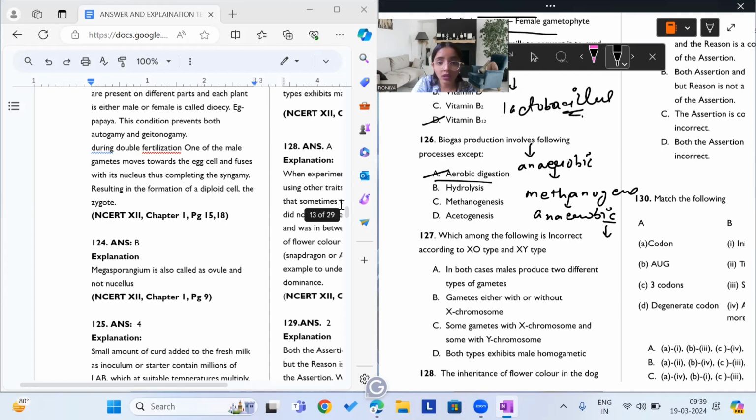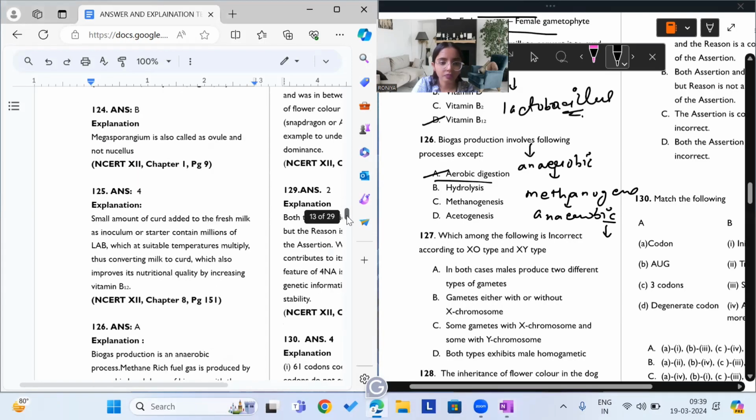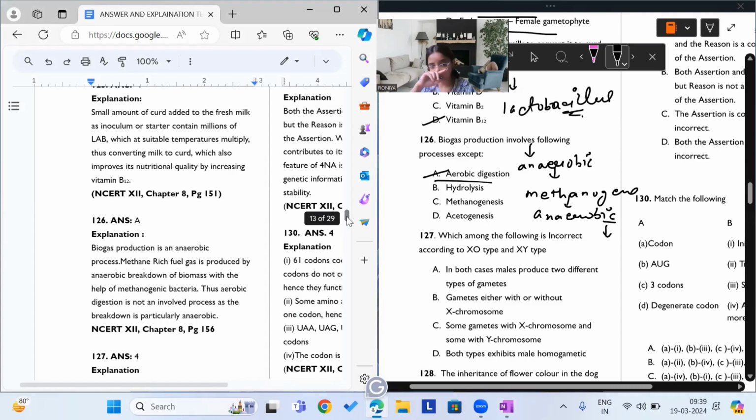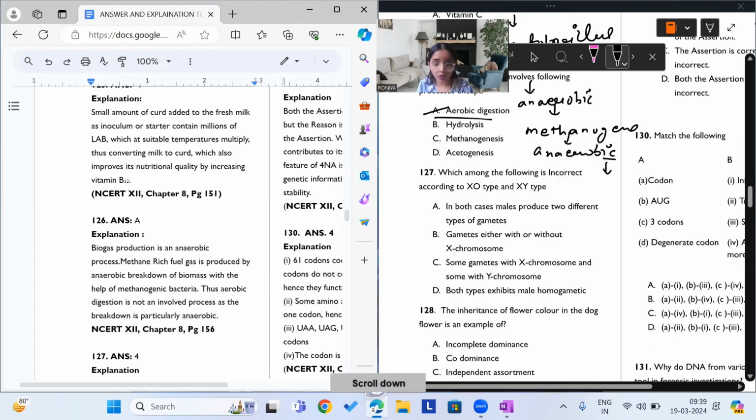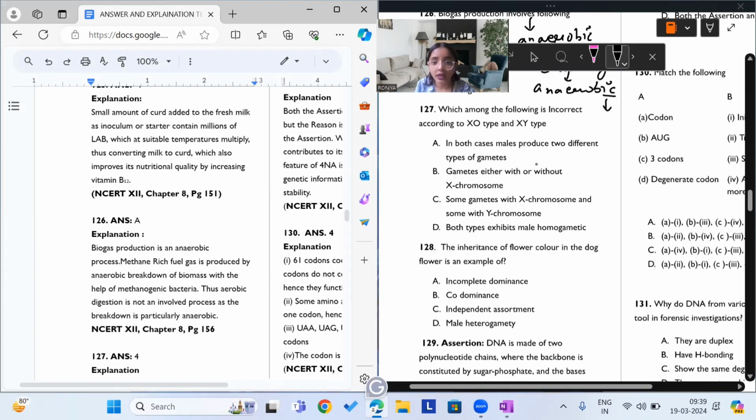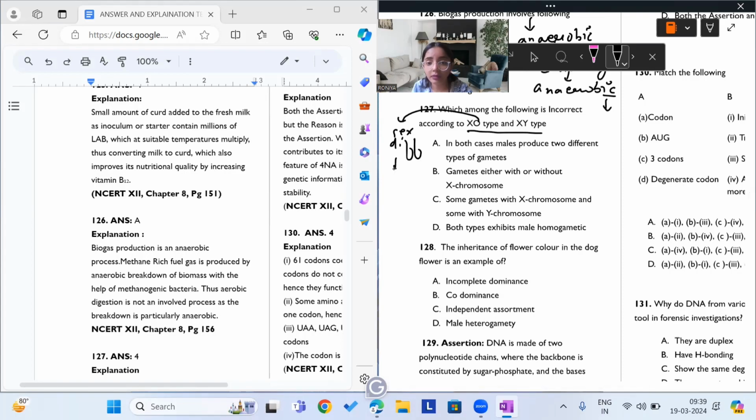I hope it was clear. Very simple question this was. Question 127: Which among the following is incorrect according to XO and XY type? XO and XY type of sex differentiation is due to male heterogamety. Male heterogamety means male produce 2 type of gametes. In XO, it will produce 1 X gamete and 1 gamete with nothing. In an XY, it will produce 1 X gamete and 1 Y gamete.